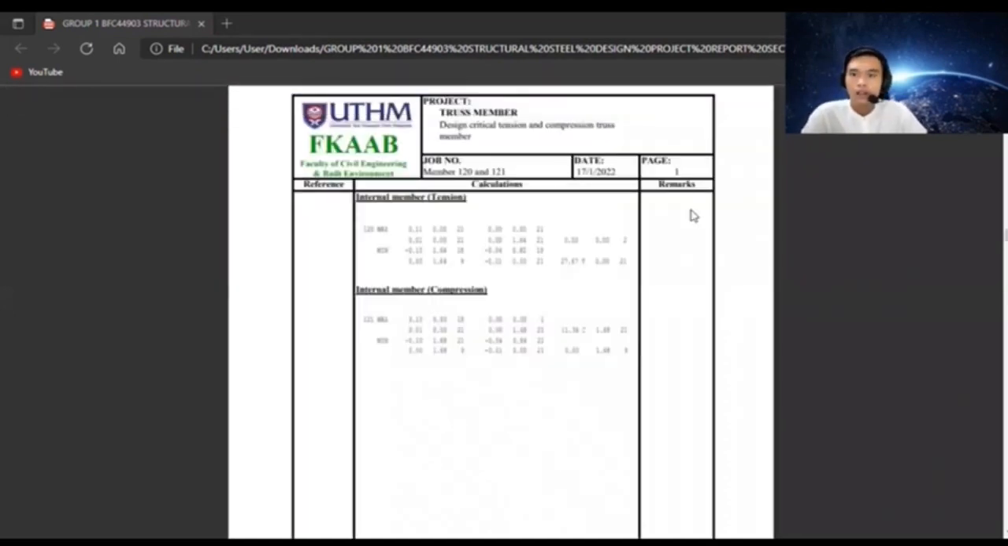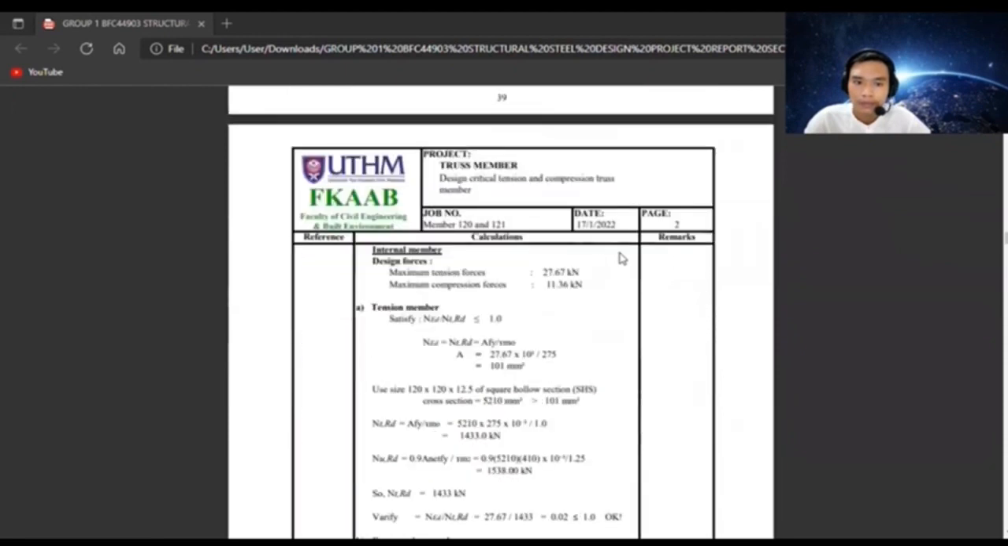This is a calculation for the member. The members that we choose here are member 120 and 121. As you can see, member 120 is in tension, and member 121 is in compression. The values that we use here are from the STAAD.Pro analysis. From the analysis, the maximum tension force is 27.67 kilonewton. The maximum compression force is 11.36 kilonewton.